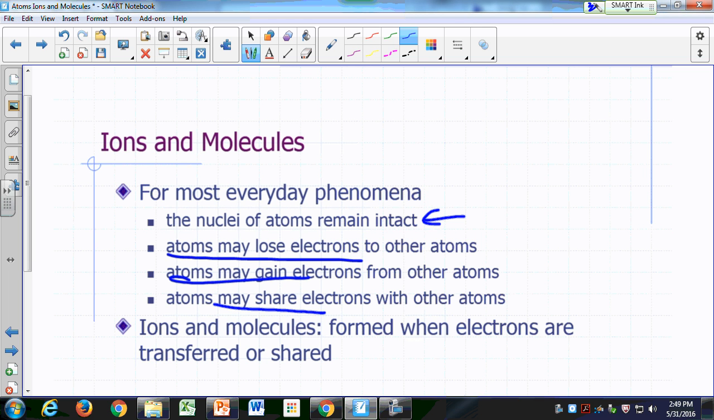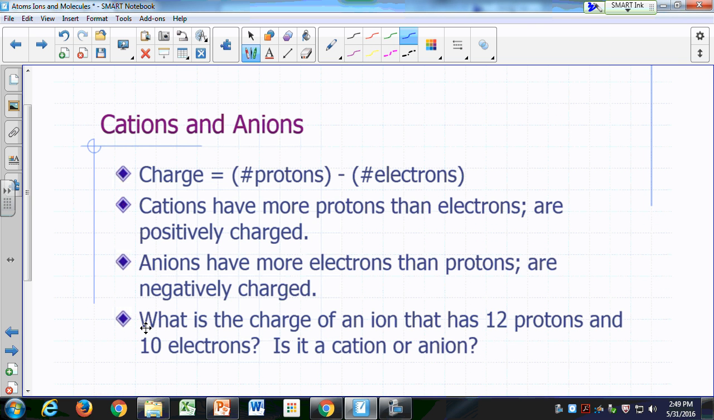So these are the kinds of things that tend to happen when atoms interact with other atoms. And so when these things happen, then you say ions and molecules are formed. So exactly what's an ion and what's a molecule? An ion is something that has a non-zero charge. So remember, when electrons are lost or gained, you end up with an ion. You end up with a charged particle.